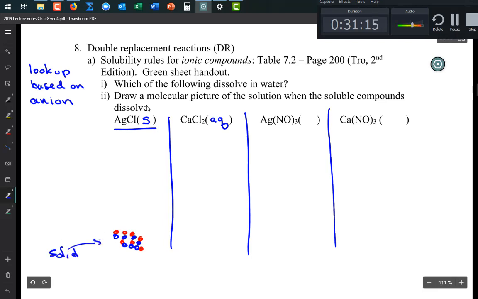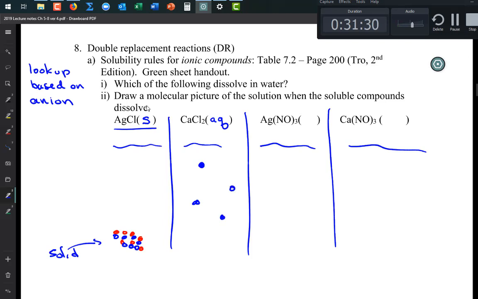For calcium chloride, I'll use blue for the cations. Again, these are solutions. I'd have calcium. How many chlorides do I have to draw now? Four? Two? Two per, right? And they'd be like this.